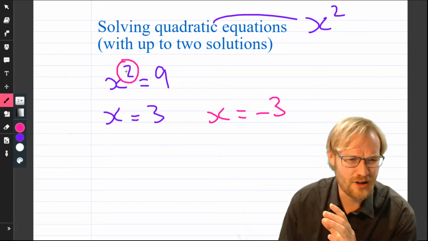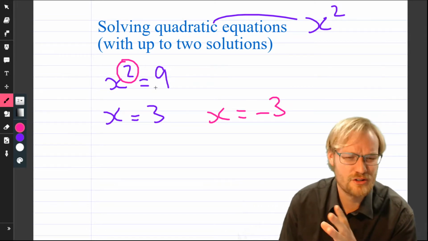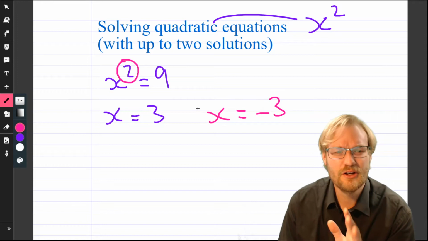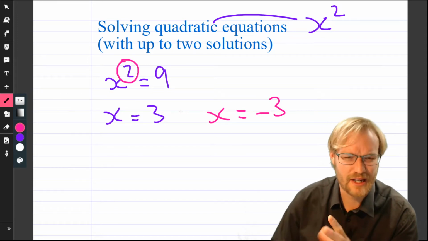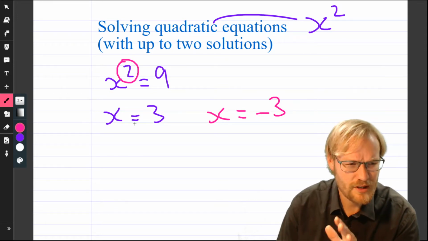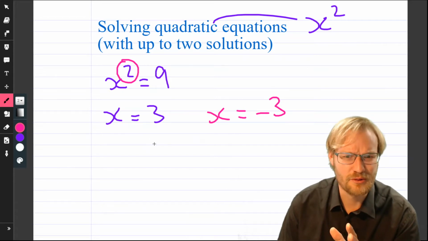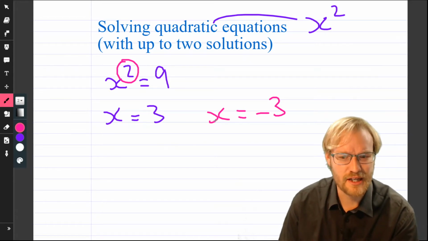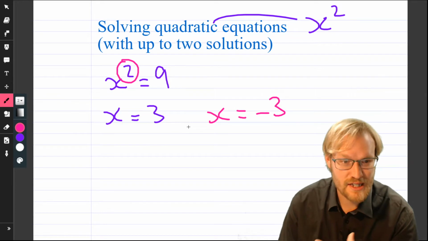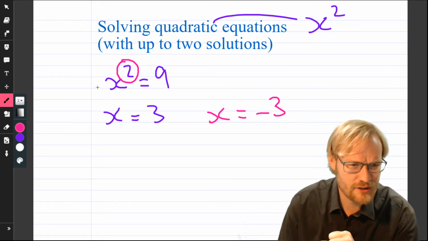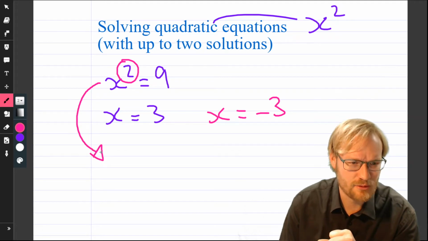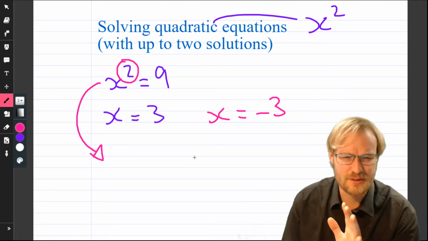But instead of going, we took the square root, positive or negative, let's look at a method that's going to work all the time, and we're going to keep using this for the next few years, actually. I've just been doing it with grade 10s and 11s on parabolas, and we're using the same concept here of solving these types of equations. So let's take our original equation, x squared equals 9, and use this method.